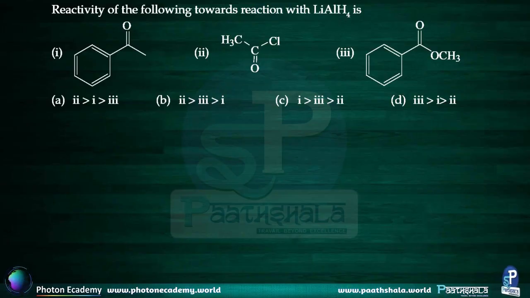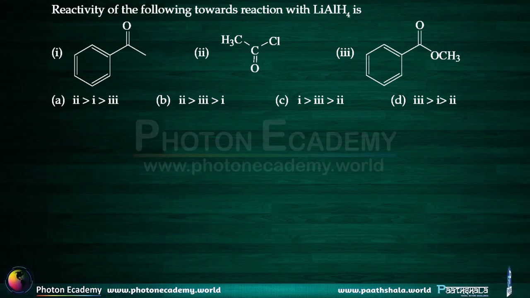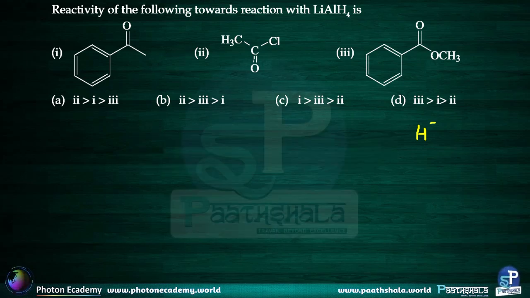Here we have been given three organic compounds and we have to compare the reactivity of these compounds towards reaction with LiAlH4. LiAlH4 in solution is going to give you an ion called H negative. This group is going to be a strong nucleophile as it has a strong negative charge on it. So this is going to attack regions in a compound which have a strong localized concentration of positive charge.